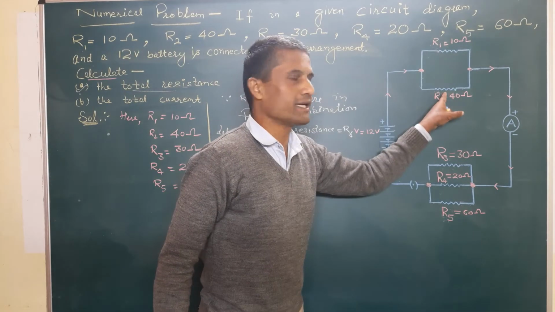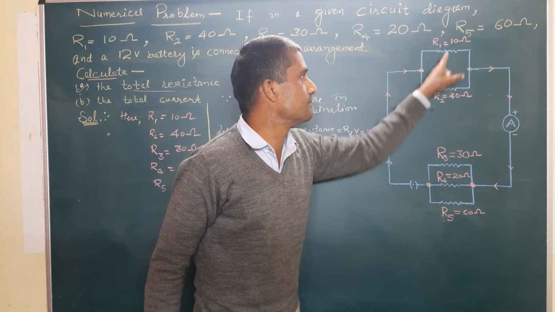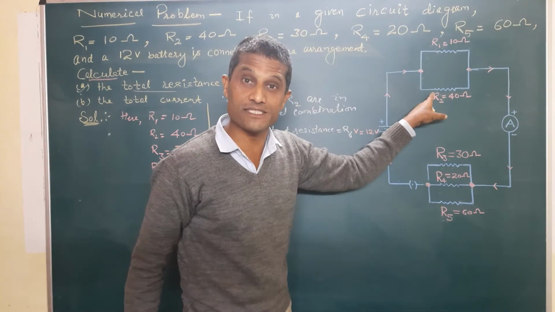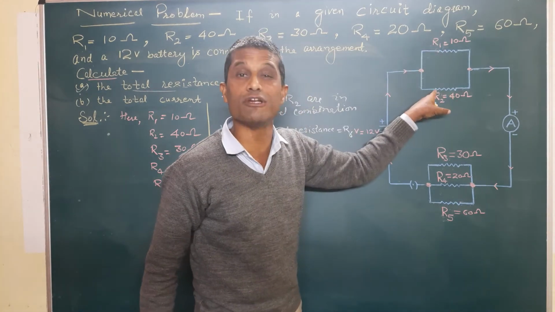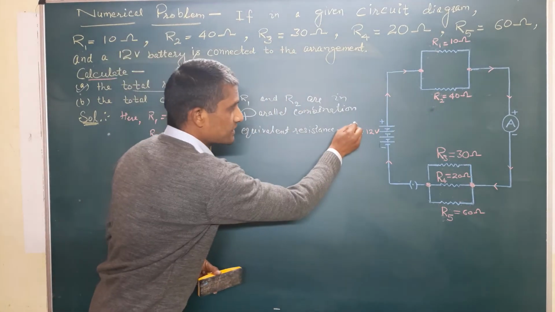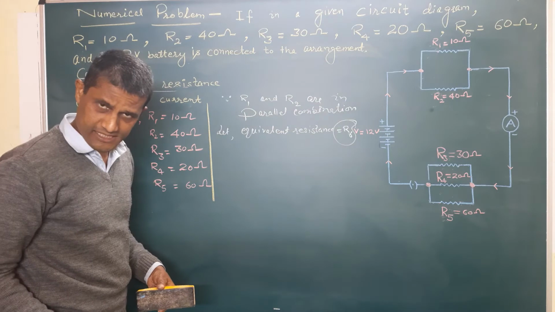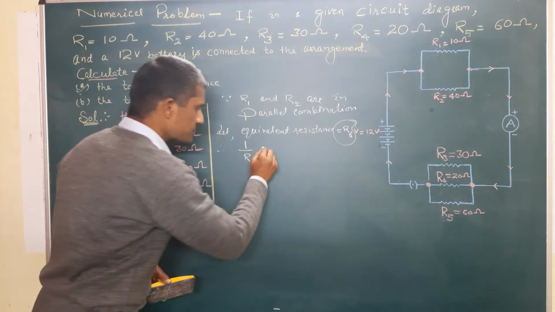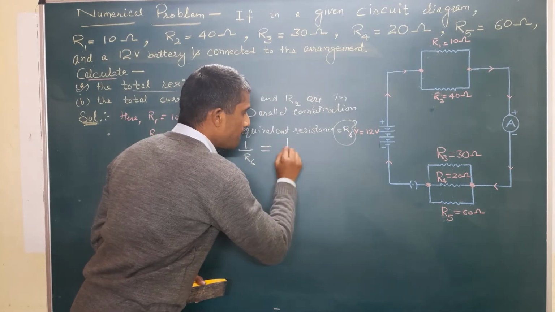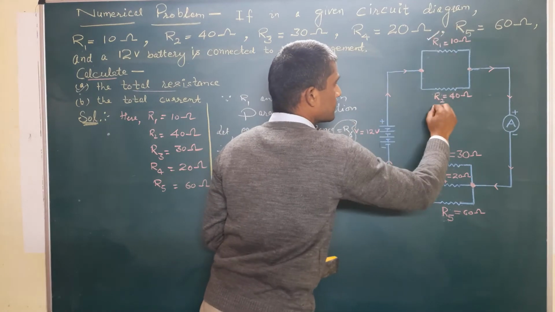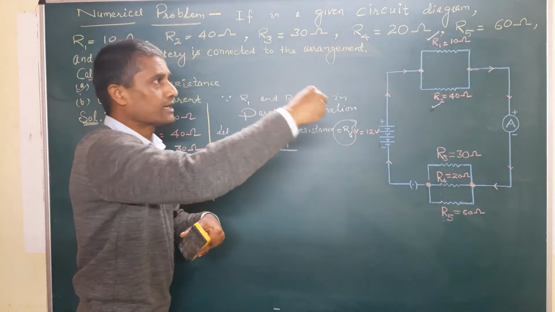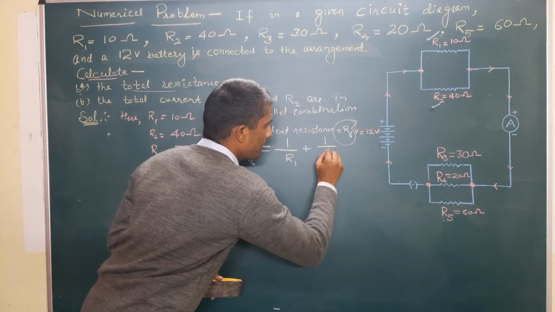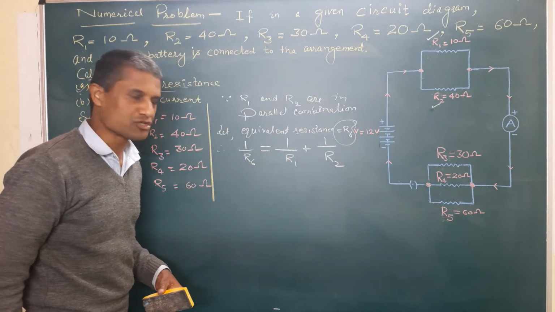So we are going to apply the law of combination of resistances in parallel, which states that the reciprocal of the resultant resistance is always equal to the sum of reciprocals of individual resistances. This is the resultant resistance R6. So therefore 1 upon R6 is equal to the sum of reciprocals of individual resistances. We are going to create the reciprocals and then add them together: 1 upon R1 plus 1 upon R2. That is the law of combination of resistances in parallel.